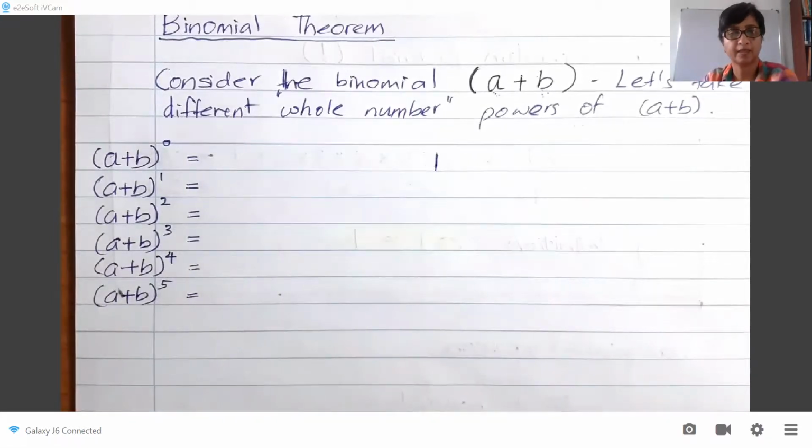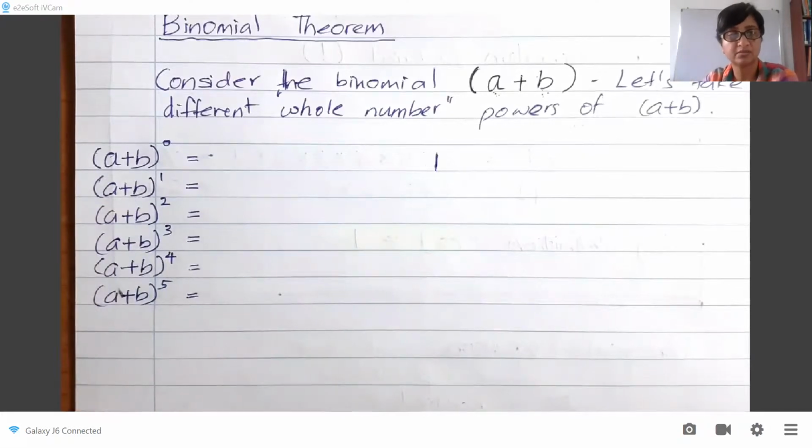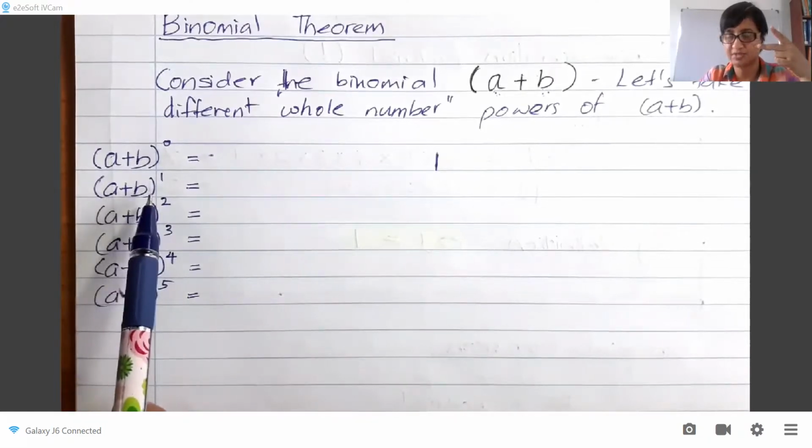And then this expansion, when the power is 1, anything to the power of 1 is that thing itself. So a plus b to the power of 1 is a plus b. And how many terms there? A plus b, how many terms? 2, a and b. Terms are separated by pluses and minuses. So the second expansion here has 2 terms.